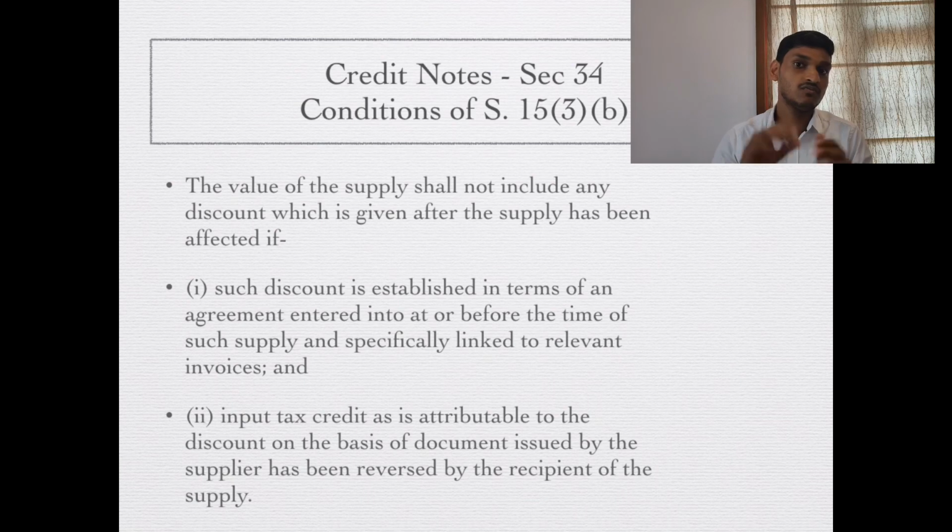Two conditions are there. One, there should be an agreement, and that agreement should be at the time of supply or before the time of supply. That agreement can be written in the invoice also. A mere writing in the invoice can be said to be an agreement. Okay, so for example, in the invoice it is written that if you achieve this turnover, I'll give you this much discount, say 5% discount.